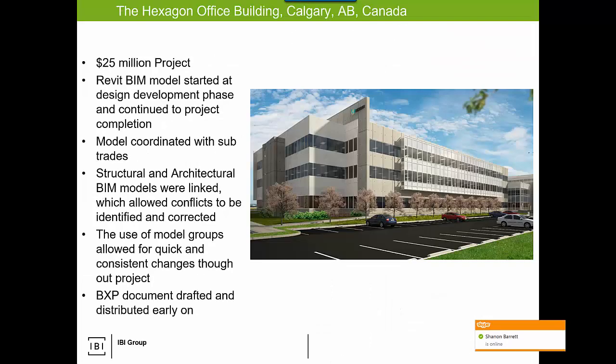This is an office building out in Calgary. Revit was started from the beginning, and there was heavy coordination with the sub-trades and the model. So right at the beginning that allowed for some intriguing validation of shop drawings and validation of components, linkages between our internal architects and external structural, live linkages allowing for immediate conflict detection, your traditional BIM benefits.